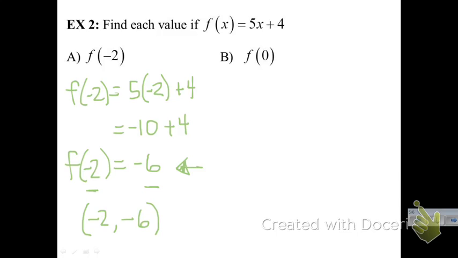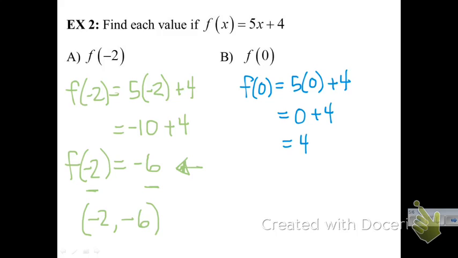Okay, we will do B. B says you're taking f of 0. So we're going to go into the f function. This tells you what function you're going to use. And we're going to replace the x here with a 0. And then we simplify it. 5 times 0 is 0, plus 4 is 4. So f of 0 is 4. And again, you can write that as an ordered pair, but I'm happy with this notation right here.